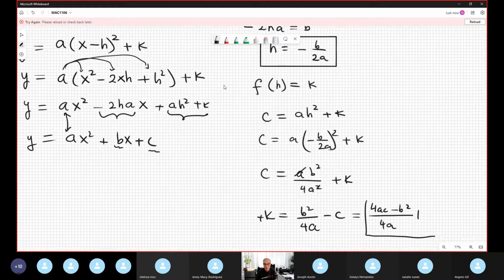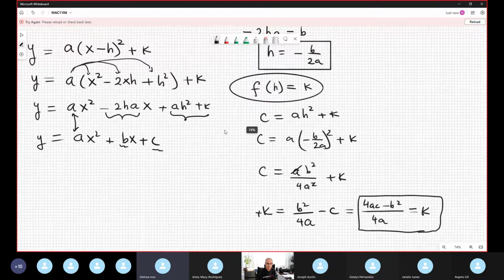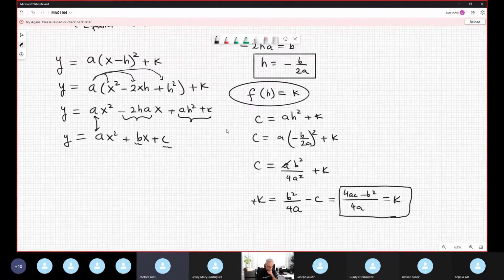What is the most important formula? Well, the most important formula is h. If you want to find k, don't memorize this long formula. No, you plug h into the function and determine k. Okay? Okay? Let's move on to examples.